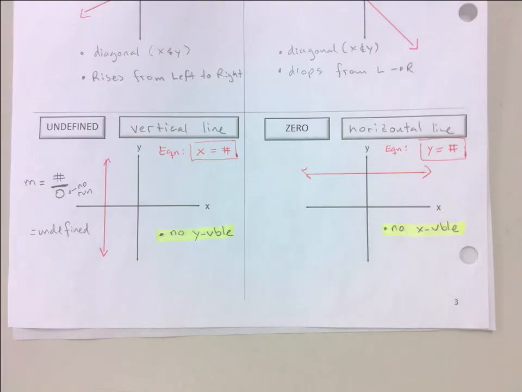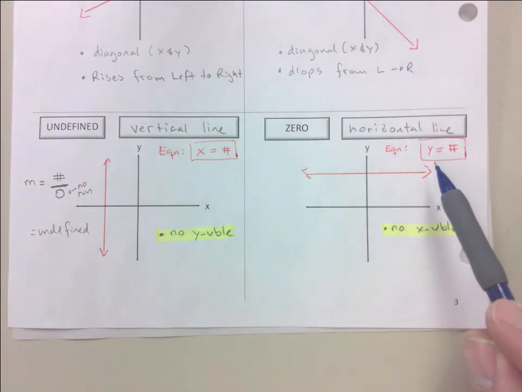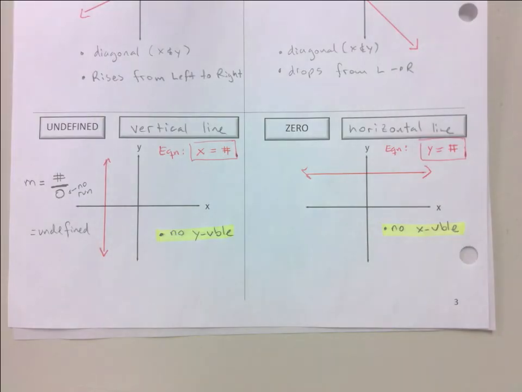So if there's an x and a y, it's a diagonal line. If there's only an x, it's a vertical. If there's only a y, it's horizontal. Okay? So those are your 4 main types of equations with their respective slopes. So let's graph these guys. Let's practice our graphing again.